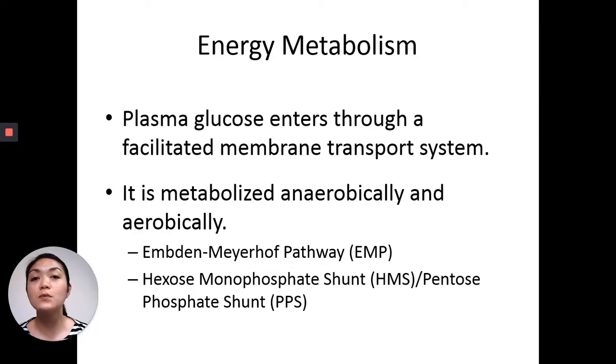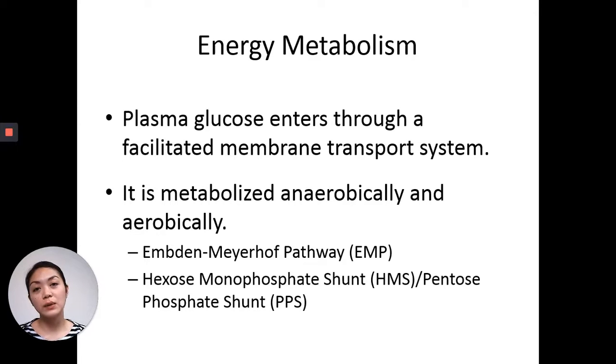GLUT1 is the transport protein for the facilitated transport of glucose into the RBC membrane. Okay, so let's go now to the pathways on how glucose is broken down, or metabolized. So let's review. We've discussed this in biochem. We have the aerobic and the anaerobic pathway.